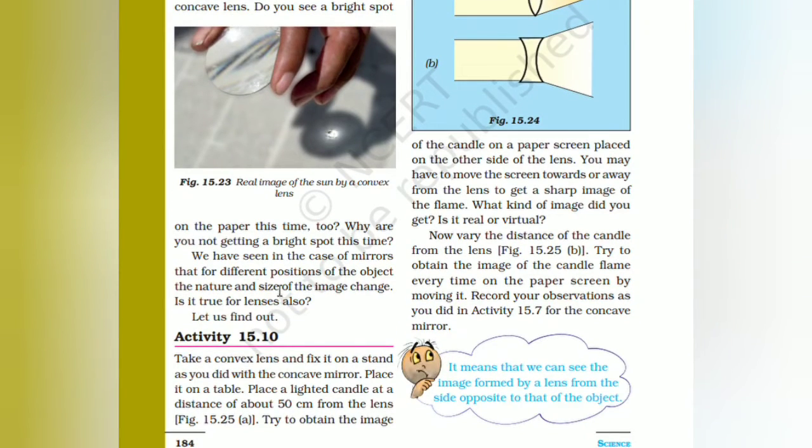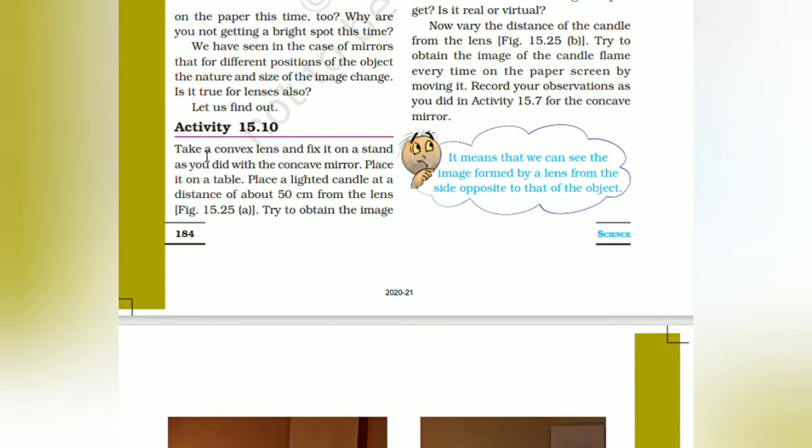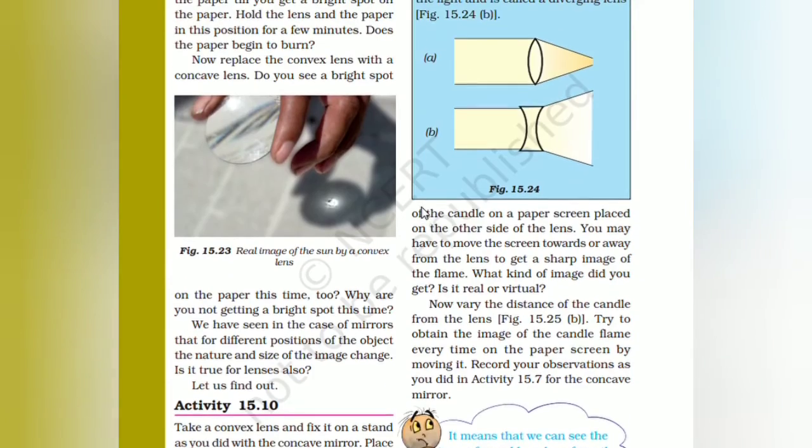We have seen in the case of mirrors that for different positions of the object, the nature and size of the image will change. Take a convex lens and fix it on a stand, as you did with the concave mirror. Place it on the table. Place a lighted candle at a distance of 50 cm from the lens. Try to obtain the image.